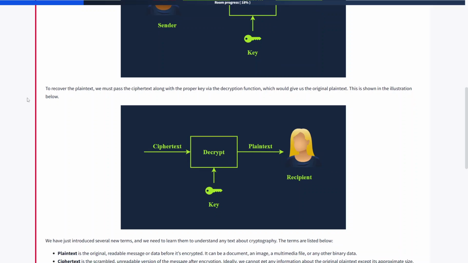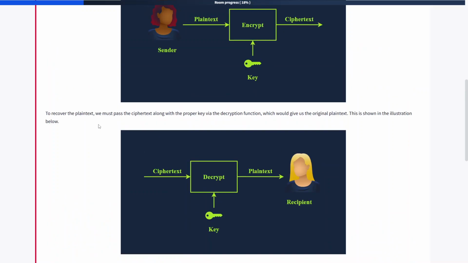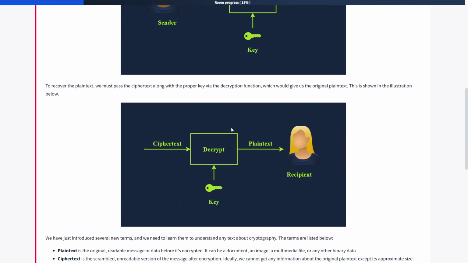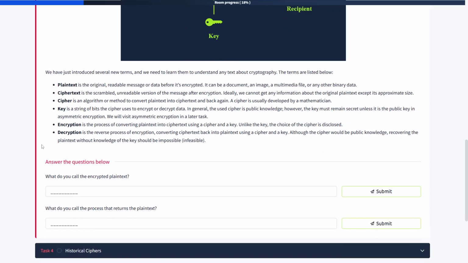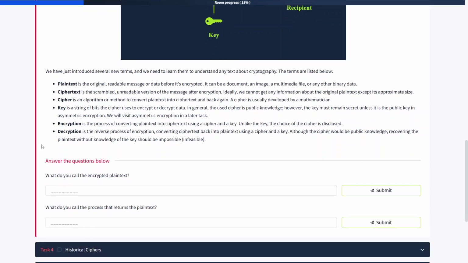Now to recover the plain text, we must pass the ciphertext along with the proper key via the decryption function, which should give us the original plain text. This is shown in the illustration. So when we encrypt, we use a key, and then we also use the same key to decrypt to plain text. We have just introduced several new terms, and we need to learn them to understand any text about cryptography. The terms are listed below.